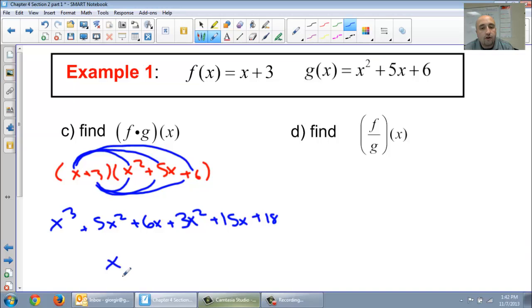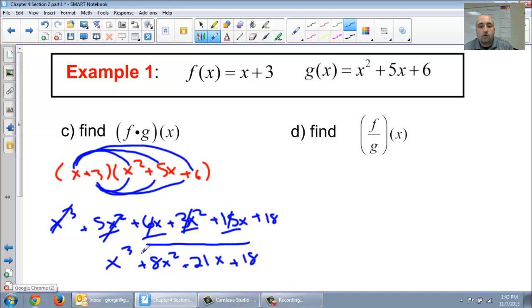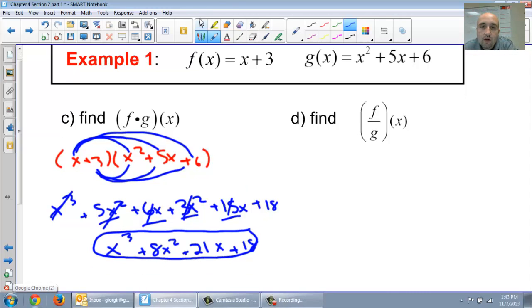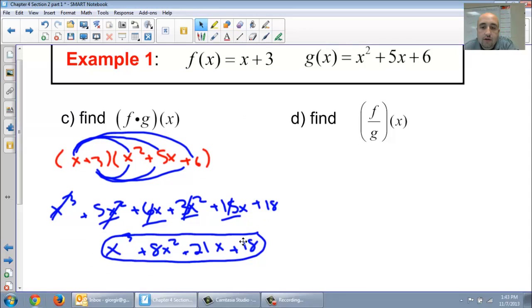Okay, now we have to gather all of our like terms. We have an x cubed. We have 5x squared plus 3x squared, which is 8x squared. We have 6x plus 15x, which is 21x. And then we have plus 18. Okay, so there's our final answer for the multiplying. So that's obviously a little bit longer. All right, so next one. Next problem says to divide f by g. Okay, so what we're going to do is, get marker back.